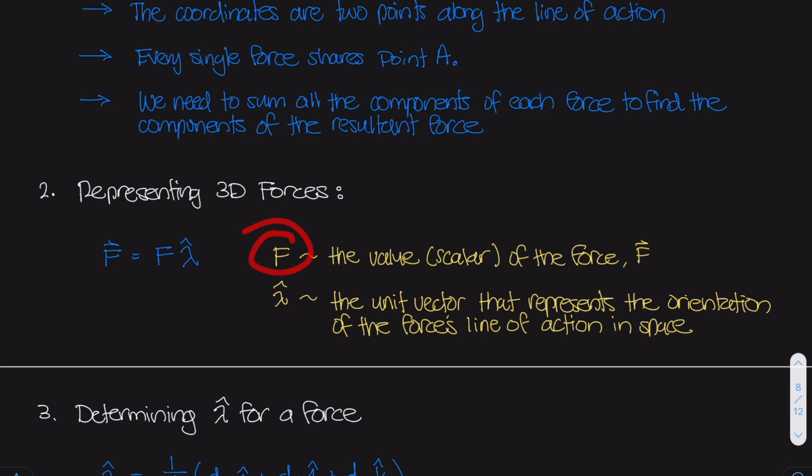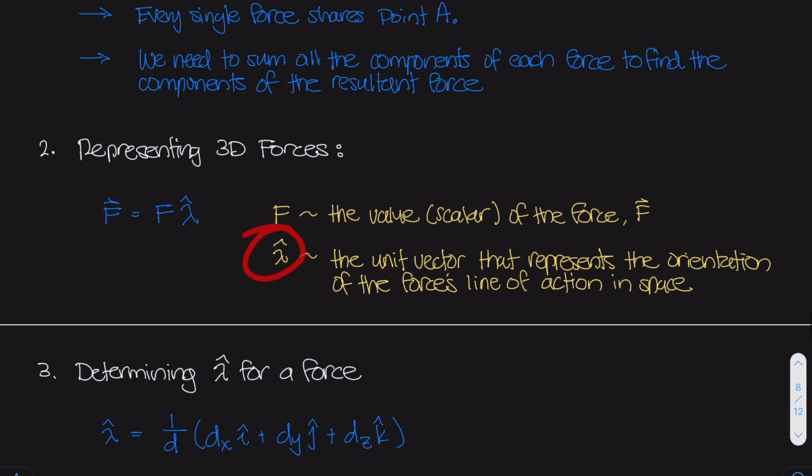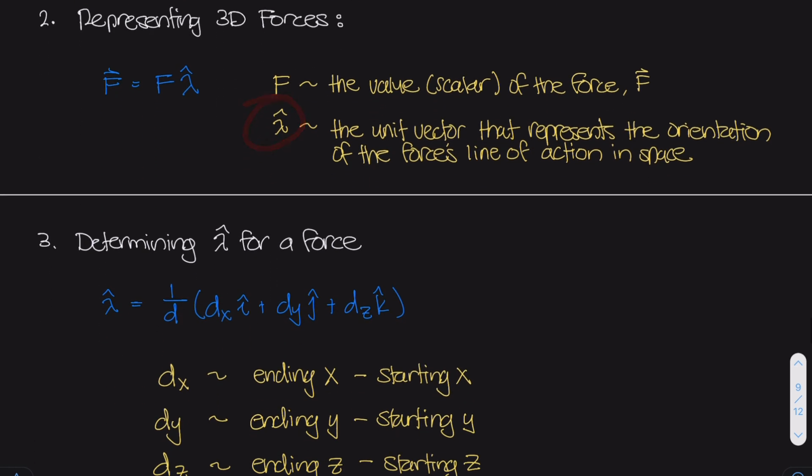And so the quantity f, the value, that's the scalar quantity of the force vector f. And this lambda unit vector, well, that's just the unit vector that represents the orientation of that force, right? So if we can figure out the orientation of that force's line of action, we know the orientation of the force. And that's obviously going to be really important. So let's look at this lambda unit vector. And hopefully, again, that's not something that's unfamiliar.